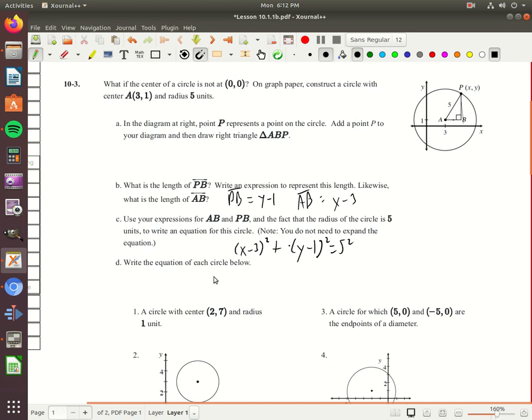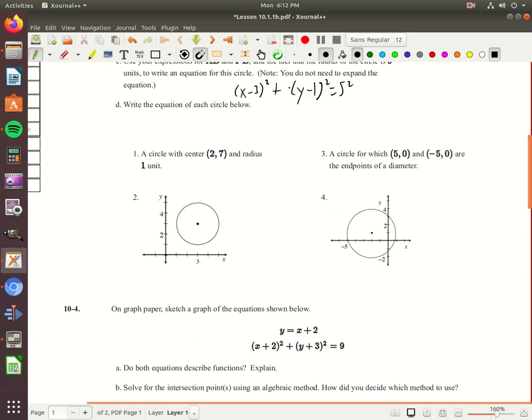So now when we go to D, it's going to ask us to just write the equations of these circles that we see here. So here we have a circle with a center of 2 and 7 and a radius of 1. Well, pretty simple. I'll just say x minus 2 squared plus y minus 7 squared is equal to the radius squared. And if I go to 2, you can see I have a center at 3, 3. So I'll say x minus 3 squared plus y minus 3 squared, and that's going to be equal to the radius of 2 squared.